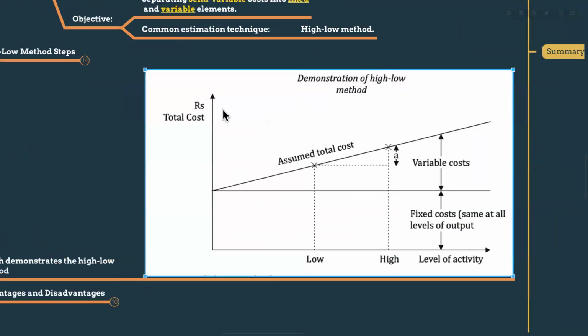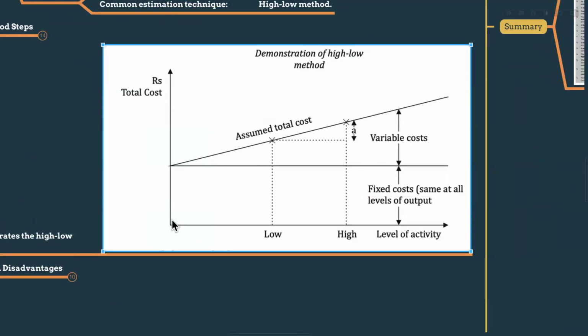If we take the total cost on this axis and the level of activity on this axis, there are 2 points, the low activity level as well as the high activity level. From the low activity level, if you come here, we can read the total cost. And at the high activity level, if you go up, you can read the total cost at the high activity level. Right? The fixed cost is always a fixed cost. The total cost behaves like a semi-variable or semi-fixed cost, so the total cost starts with a fixed cost component.